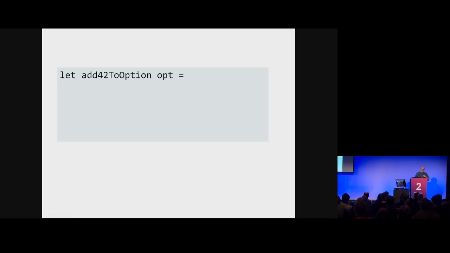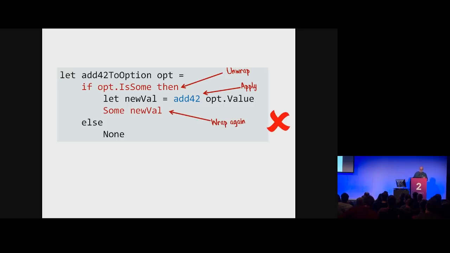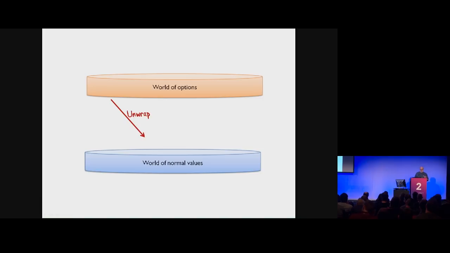So we'll say, okay, well, let's write our own custom add42 to option function. So we'll say, well, if the option is something, if it's valid, then we're going to run the add42, and then we have to wrap it back up into option world again. And if it was never something, then we're done. We don't have to do anything. So we're unwrapping it, we're doing the thing that we need to do, and then wrapping it back up again. And that's, like I say, a bad way to do it. You're going down, you're doing something, you come back up. This is an anti-pattern.